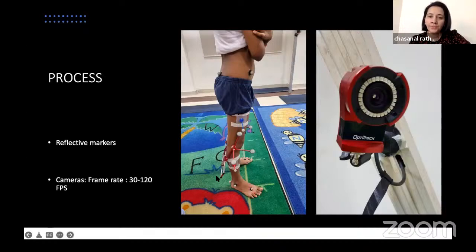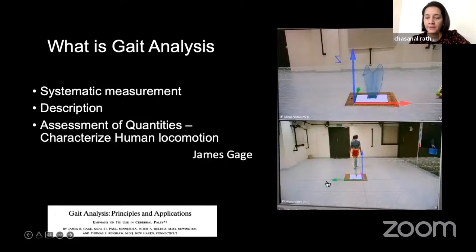So the markers are put, they are standardized, and then this frame is removed after it is made sure that the markers are put with the least error. And then the child walks around. There's a force plate which is hidden in the floor, which picks up the heel strike.